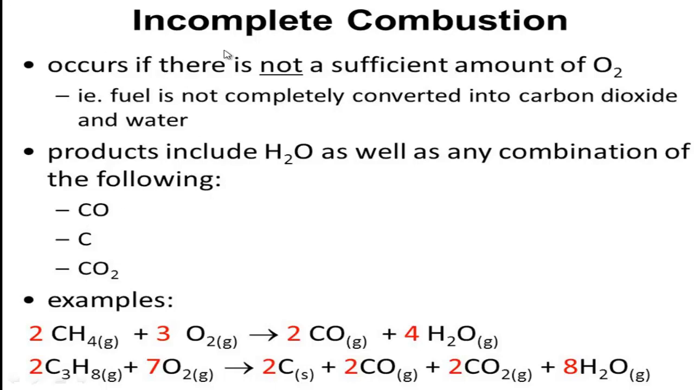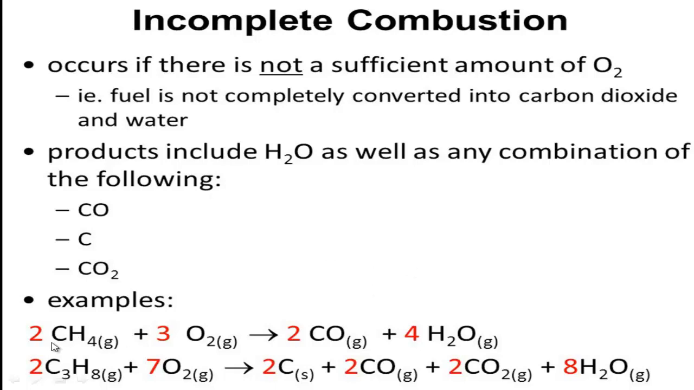But why does incomplete combustion happen? Yes, incomplete combustion happens due to the insufficient presence of oxygen. That means if there is a lack of oxygen, or if we cannot provide a proper or sufficient amount of oxygen for that combustion reaction, then in that case this type of toxic substance is produced and directly mixes with the air.